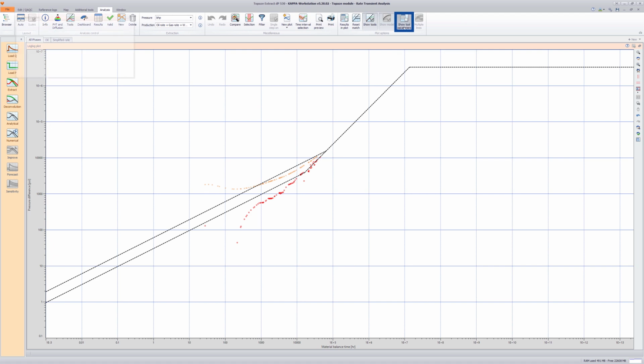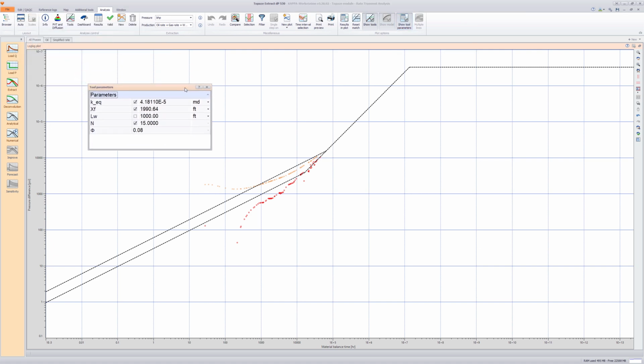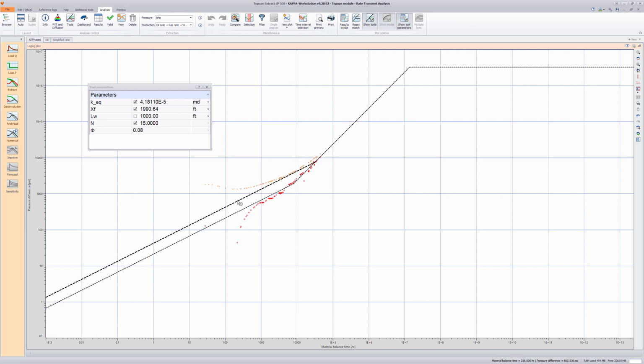Show the tool parameters resulting from these diagnostic match lines. At early time, corresponding to linear flow, the product of the permeability, the number of fractures, and square of individual fracture half-length fixes the position of the half-unit slope line. Moving the half-unit slope line changes the fracture half-length and number of fractures, as permeability is fixed by the final radial flow stabilization line.